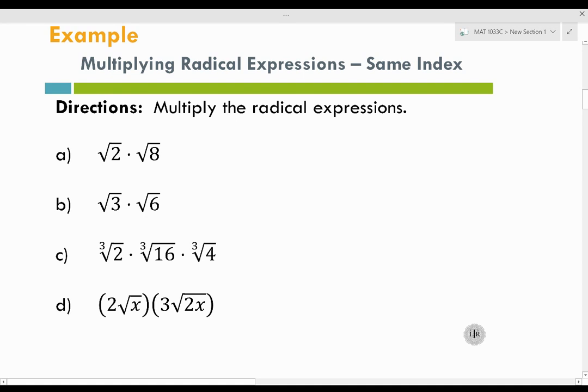If we look at this first problem, A, the coefficients on the outside are 1 and 1. So when we multiply the outsides together, 1 times 1 is 1. We keep the square root, and we multiply their radicands together, or the expressions underneath. So 2 times 8, that's 16. The directions say to simplify as necessary. That 1 on the outside, we don't necessarily need to write. We can drop it. And then we have the square root of 16, which we know is 4.